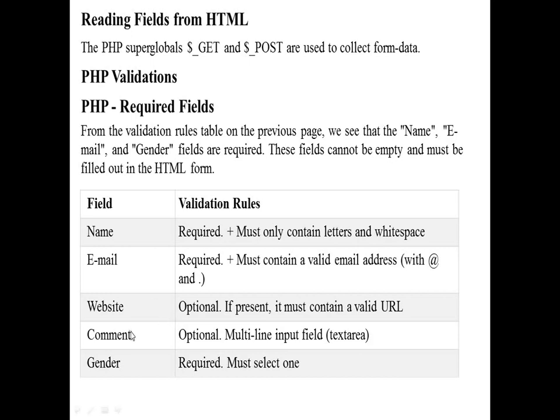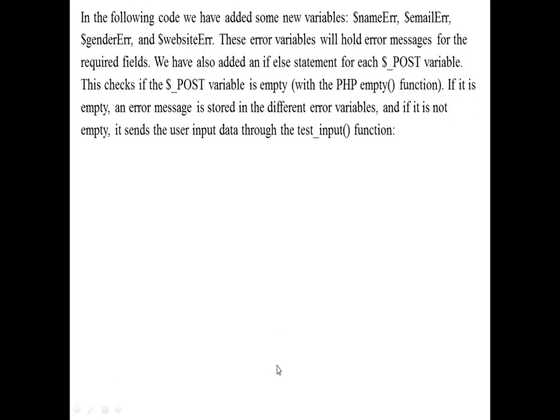Comment is also optional. It is a multi-line input field, a text area. For comment we are using a text area. And then gender is required, you must select one. So like this we are using this. In the following code we have added some new variables. This is the explanation of the code that I am going to write next.